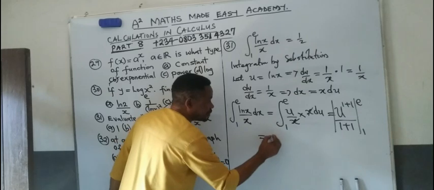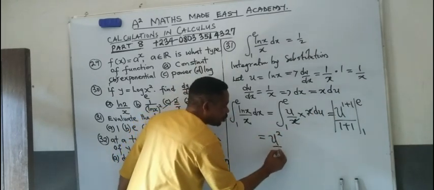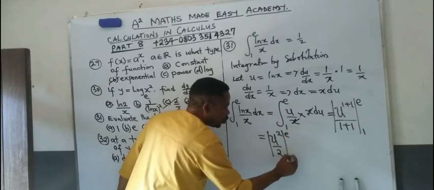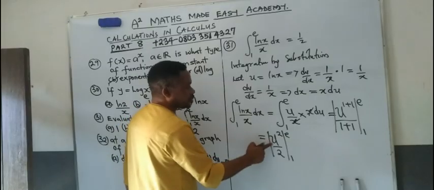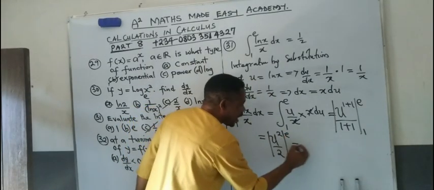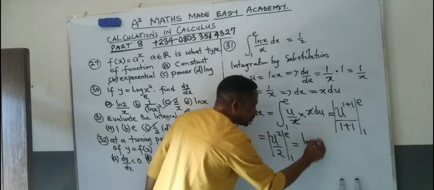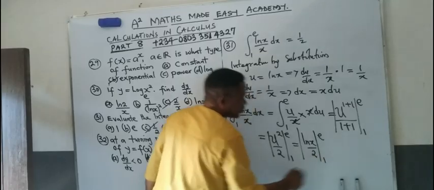Can we continue to simplify? You will now have something like this. U, 1 plus 1 will give you 2. Then all over what? 2. Bounded by the upper limit, which is exponential. The lower limit is what? 1. What is the next thing? Substitute for u. Do we know u? U is ln what? X. I will now have u as ln what? X. Are you with me?